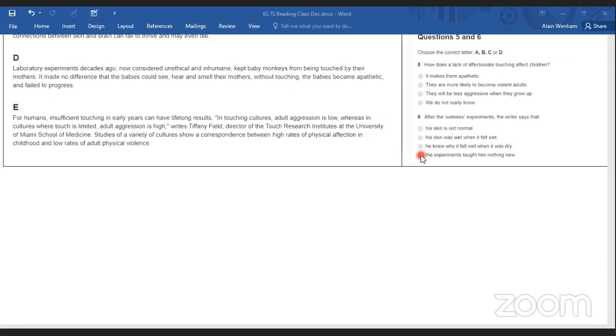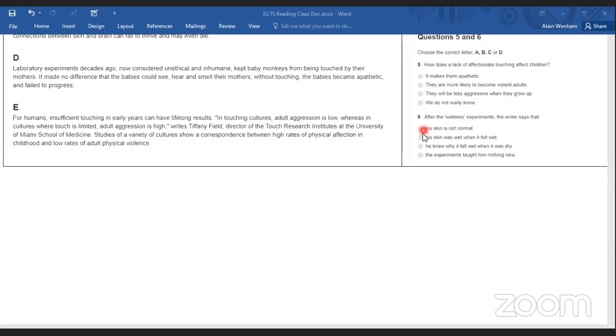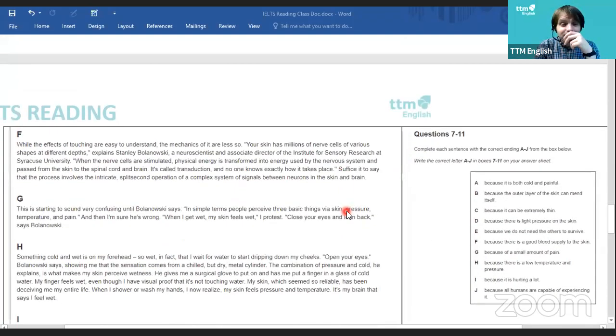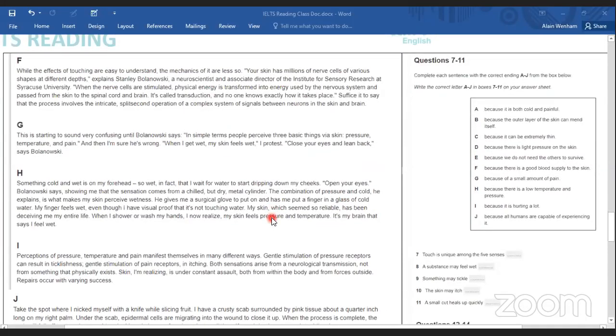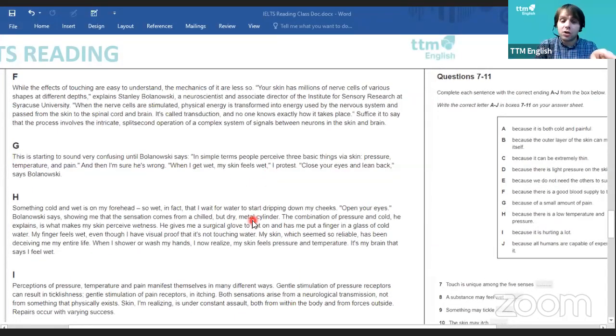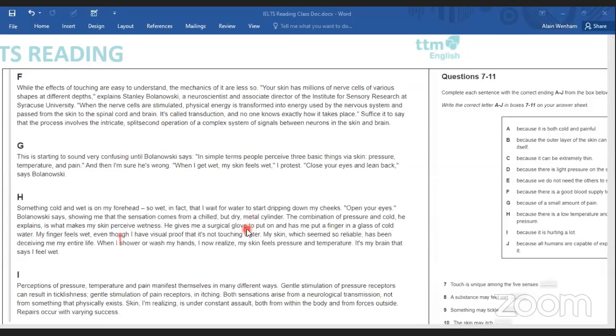C. What do we think, guys? His skin was wet when it felt wet. Yeah, B. The skin was wet when it felt wet. Is that what it says here, guys? It says it perceives. Option D. Yeah, perceives wetness, right? So is it actually wet? Yeah. Was it actually wet? No. Can anyone help me with this?